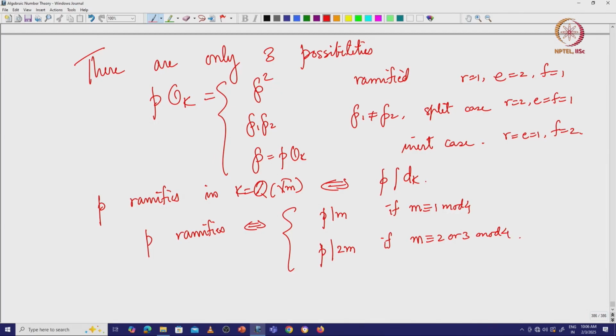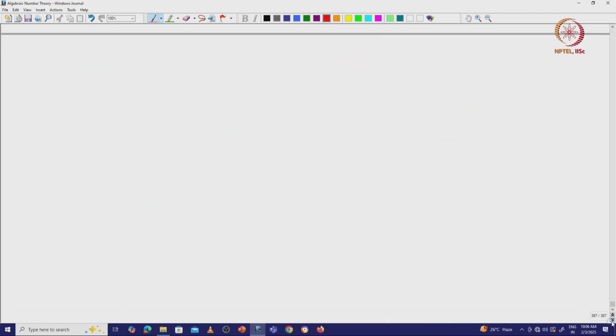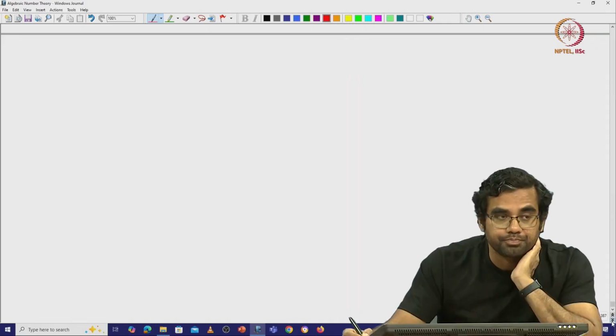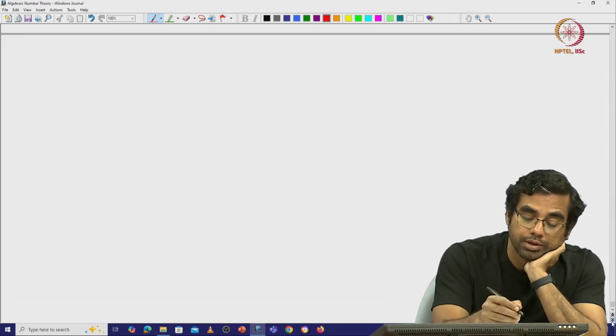So, in the case when m is 2 or 3 mod 4, 2 will always ramify irrespective of whether 2 divides m or not. All right. So, what about other primes?